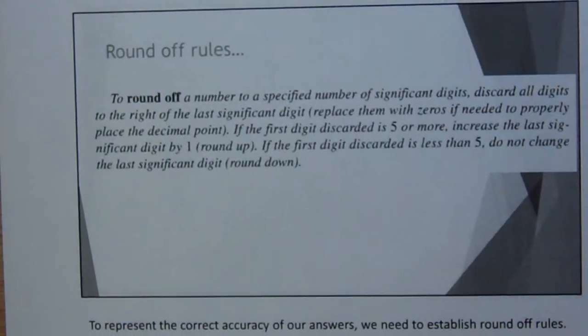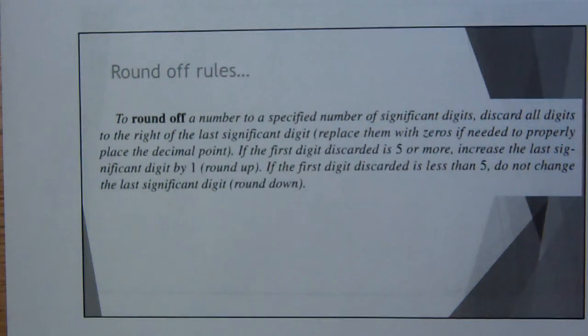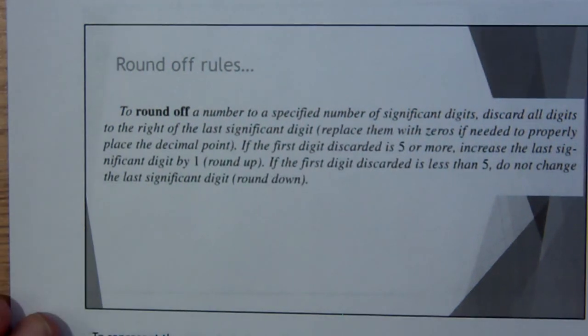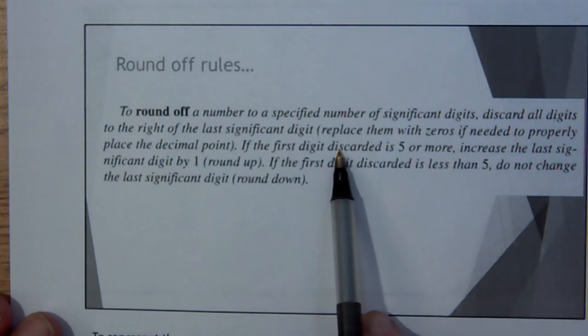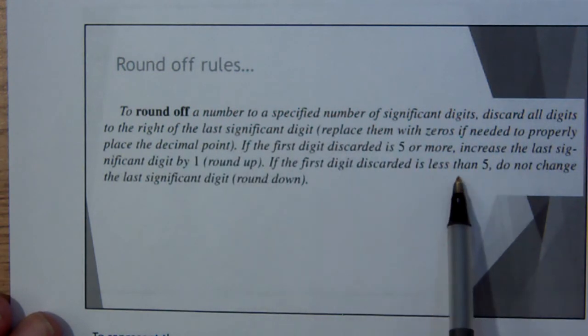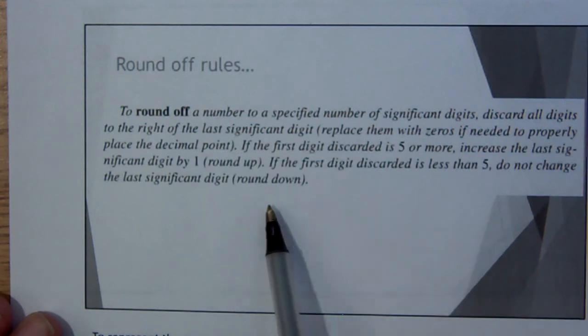We also are going to be rounding off, so we have to have some round off rules. The round off rules we're going to use in this class are: if the first digit discarded is 5 or more, we round up. If it's less than 5, round down.